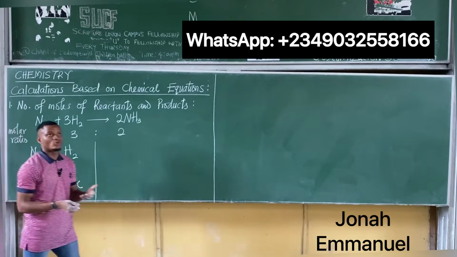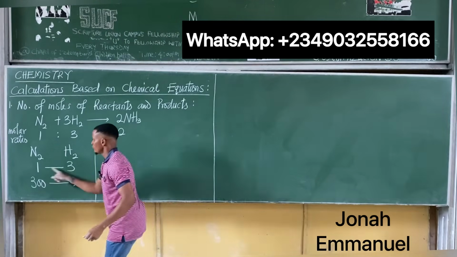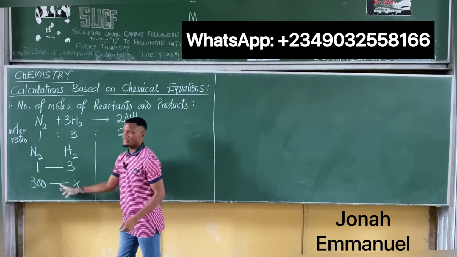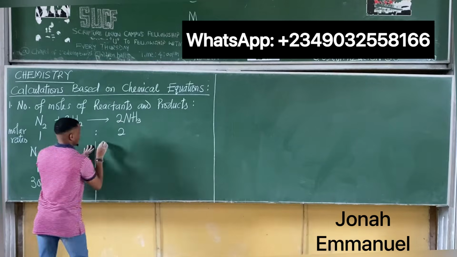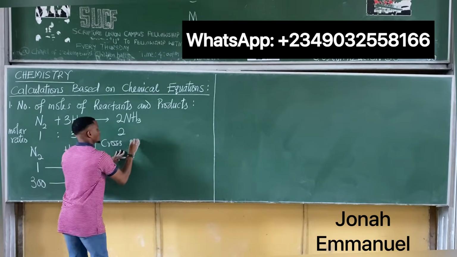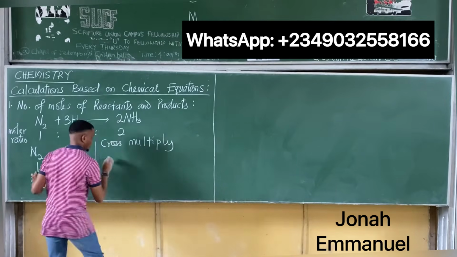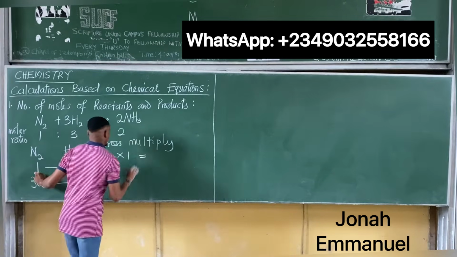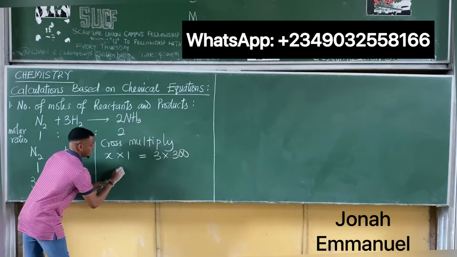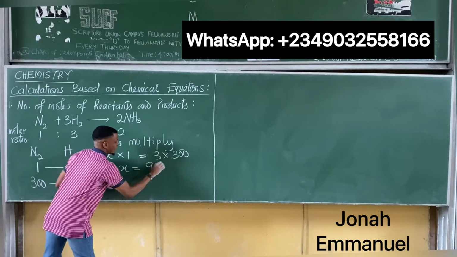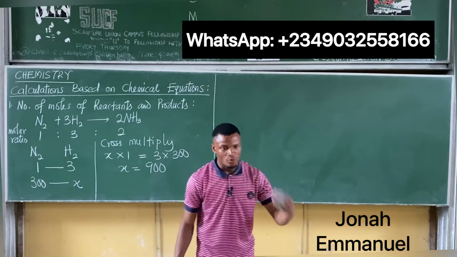So the idea is always simple. You always have the 2 elements, the first one from your balanced equation, and then the unknowns. At this point, what next? Cross multiply. So I have X times 1 is equal to 3 times 300. So I have that X is equal to 900. Check. We said X represents what there? Number of moles of hydrogen.